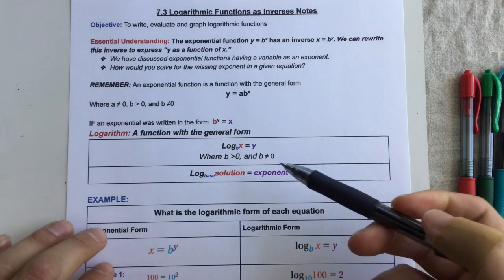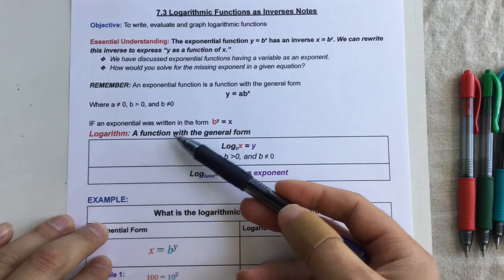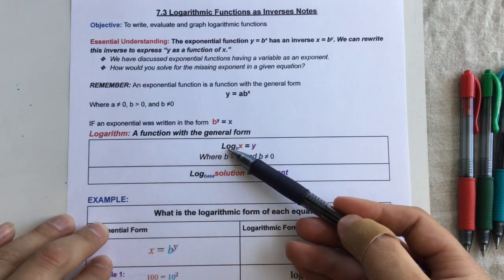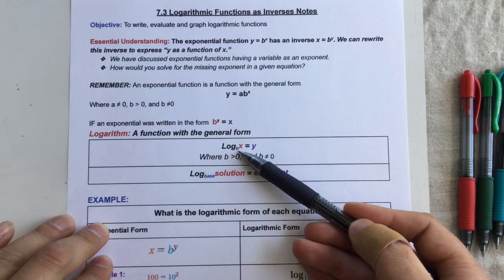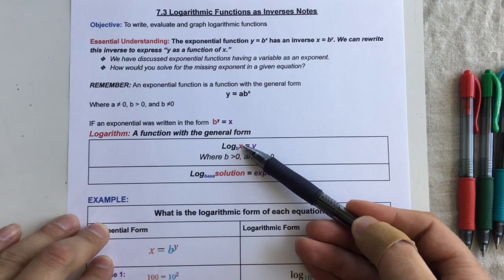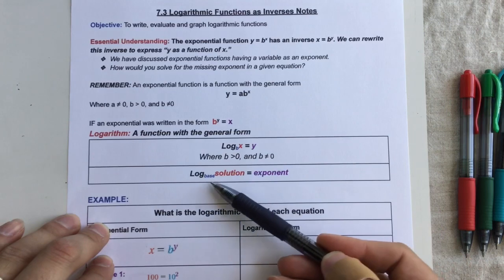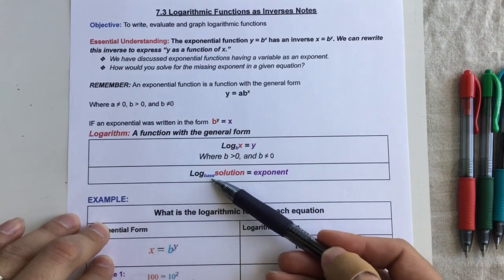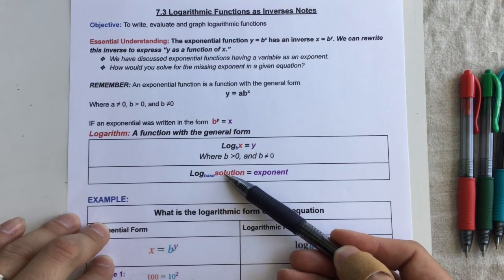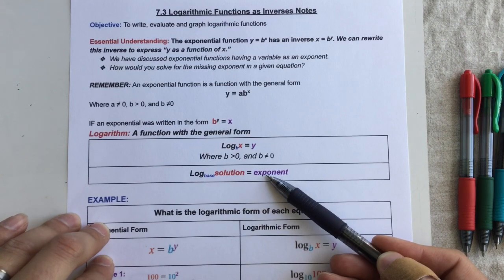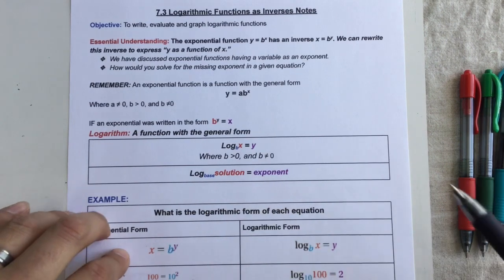As you can see here, a logarithm is a function with the general form log with this little b in the subscript, x, and that's going to equal y. Another way to look at it is log, here's our base, here's our solution, and it's equal to our exponent. So where does that come from?